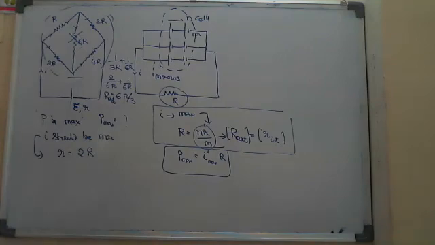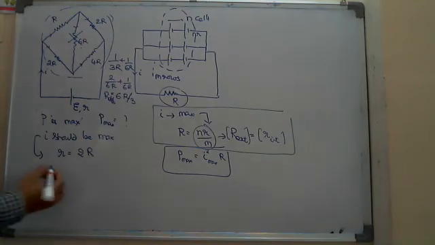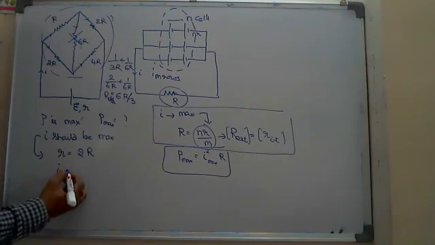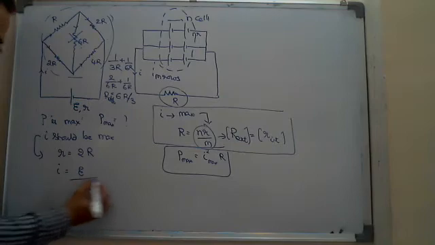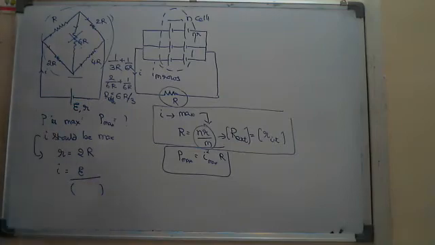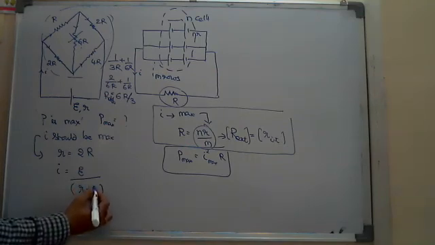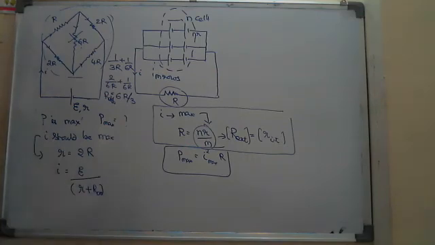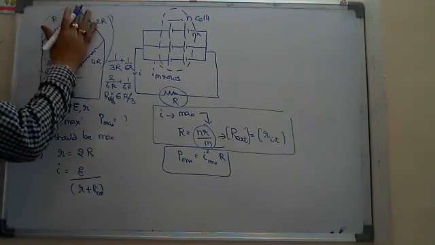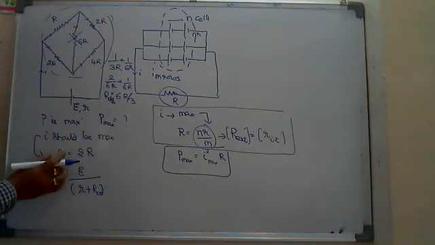Okay, small r equals 2R, you can say directly here. What is the current through the circuit? Current through the circuit, I, is equal to the total potential difference divided by the total resistance in the circuit. Total resistance means external plus internal. Total external resistance is 2R, plus internal resistance, which is also 2R.